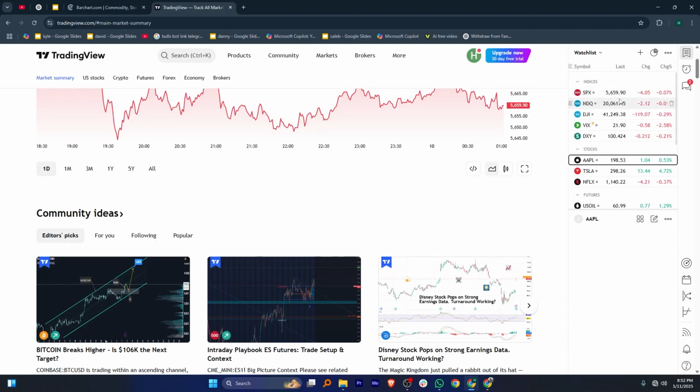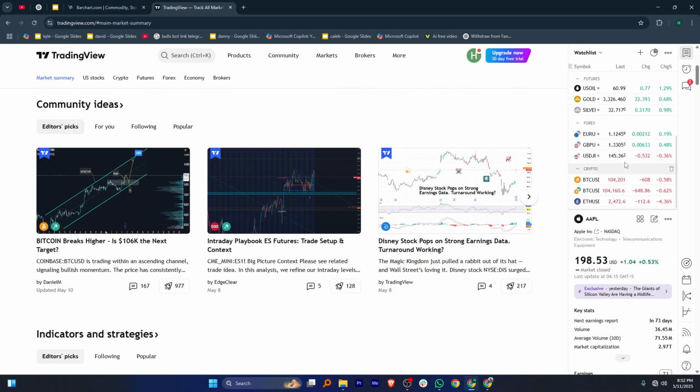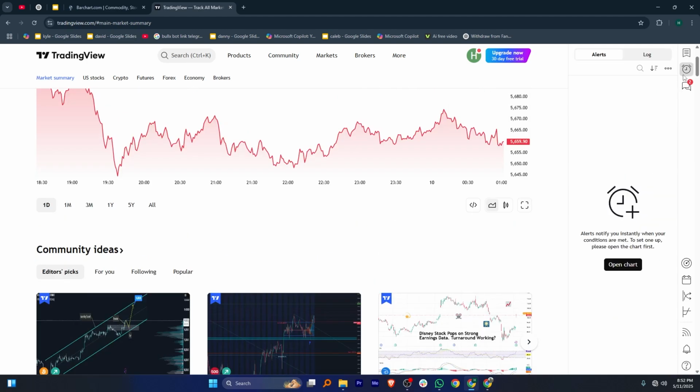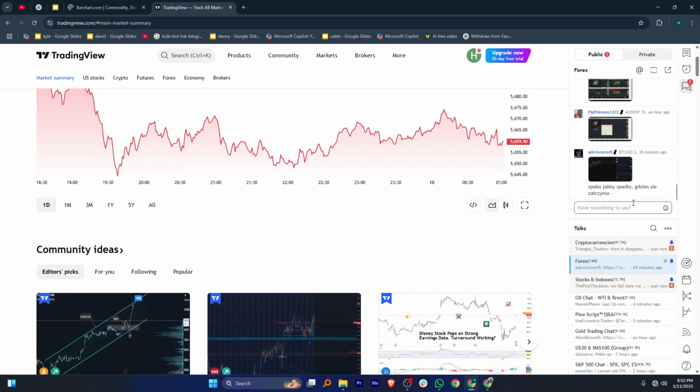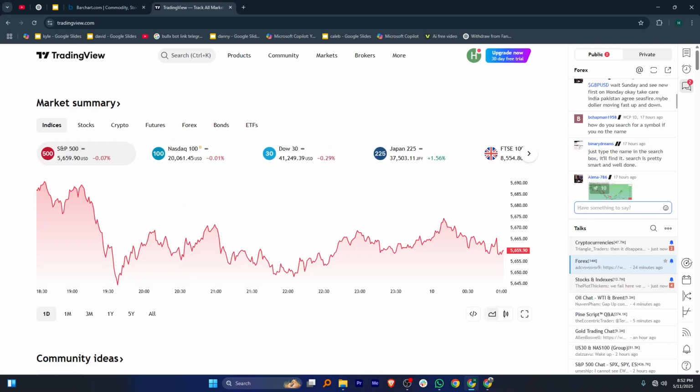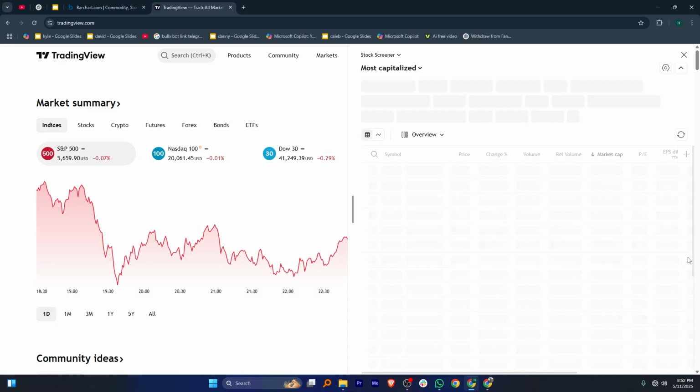Customizable indicators and drawing tools make technical analysis seamless and engaging. Real-time data and alerts are helpful, though some advanced features require a subscription. Overall, TradingView is ideal for those who prioritize interactive charts and collaborative trading.